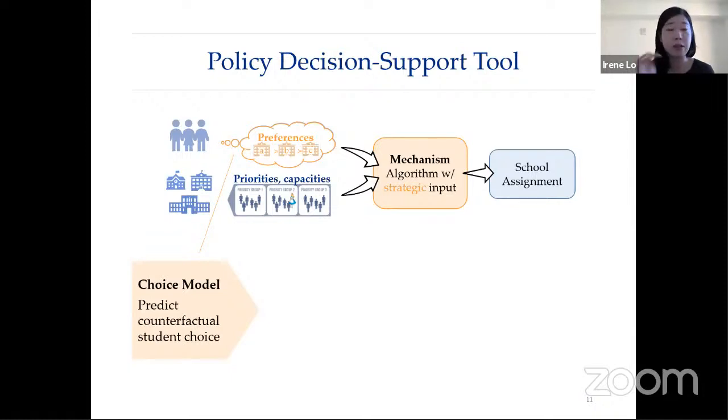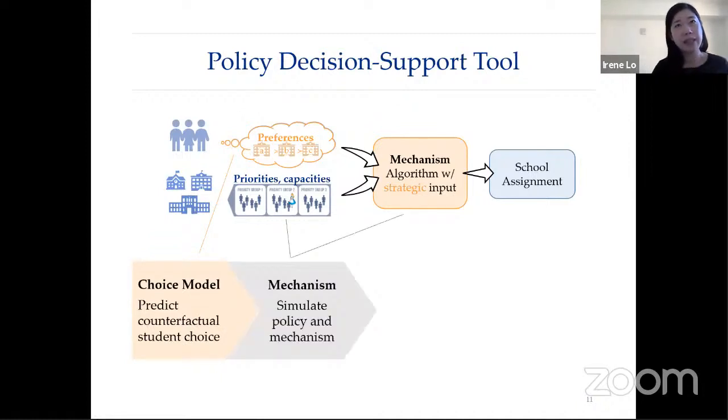Finally, there are also people who don't stay in the public school system; they go to private school. We also predict, based on your characteristics, whether you'll stay in the system or go to private school. So there are a lot of prediction problems involved in making sure this decision support tool is really giving us a good sense of what will happen if we change the policy.